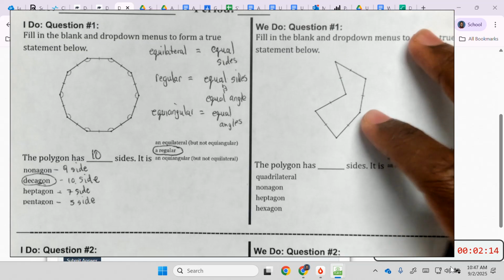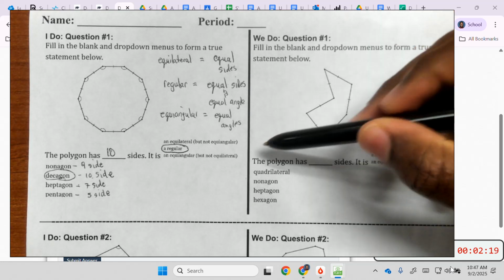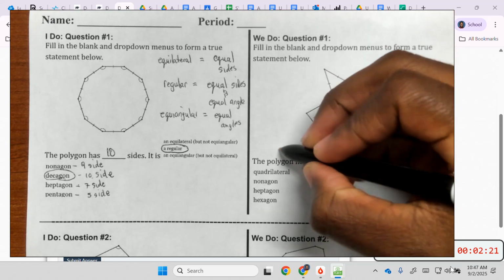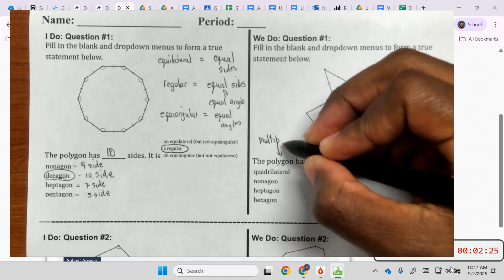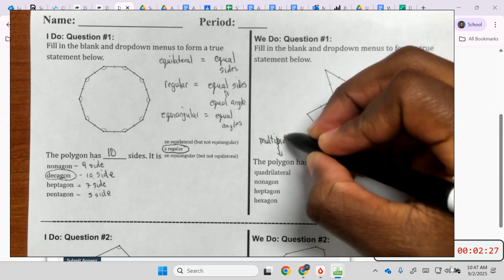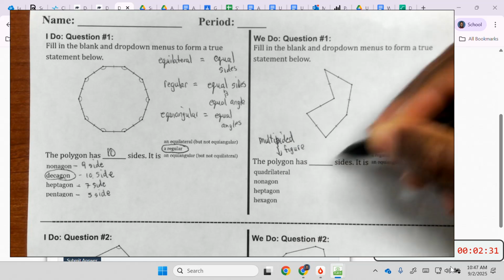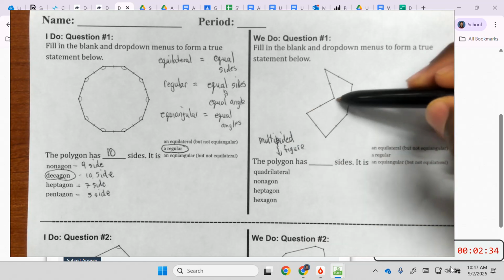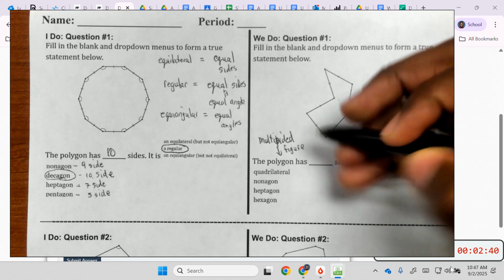The next one again says to fill in the blanks. Here are the drop-downs. The polygon, again, means multi-sided figure. The polygon has a certain amount of sides. So it has 1, 2, 3, 4, 5, 6 sides. Let me count again: 1, 2, 3, 4, 5, 6 sides.